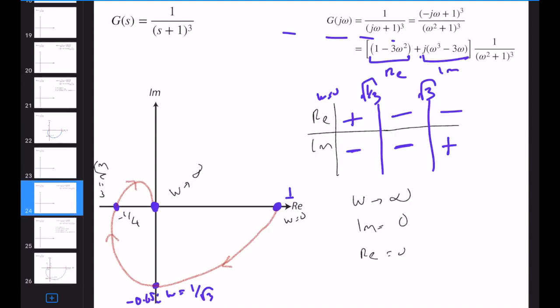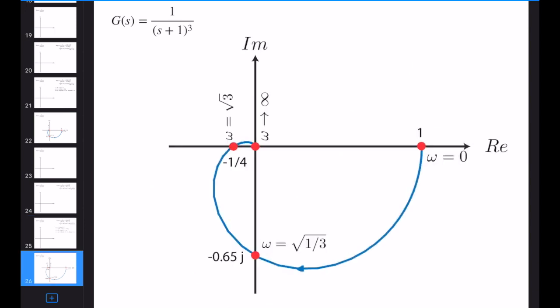Let's look at the final result. Everything is fine. So this is a basic polar plot that we draw here. The important points are omega equal to 0, omega going to infinity, and the crossings of the imaginary axis and real axis.